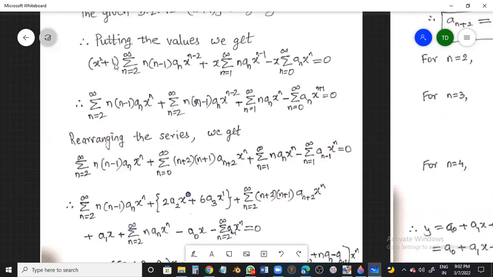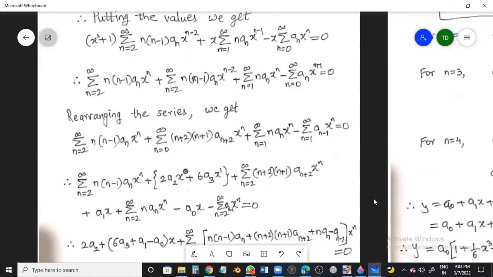Then multiplying by 1, it remains as it is, as you are watching. Next comes x multiplied by n running from 1 onwards, n into an, and x will get raised to n. Minus, again I multiply by this x inside, so it is an x raised to n plus 1, and the right side is 0.